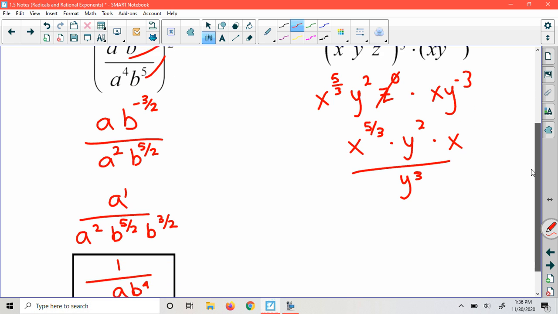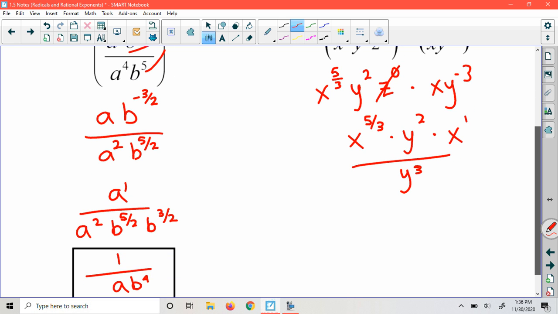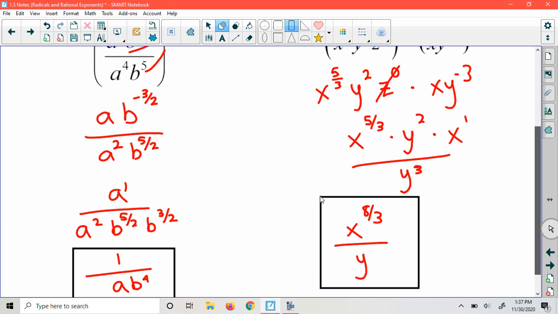Combining my like terms, if I look at the x's, I've got a 5/3 and a 1. I need to add those together. When you're adding fractions, remember you need a common denominator. 1 is really like 3/3. So 5/3 plus 3/3 would be 8/3. And then with the y's, 2 minus 3 is negative 1, which means I will have a y down on the bottom. So like I said, same rules that we've been working with. You'll just have some fraction or some rational exponents.